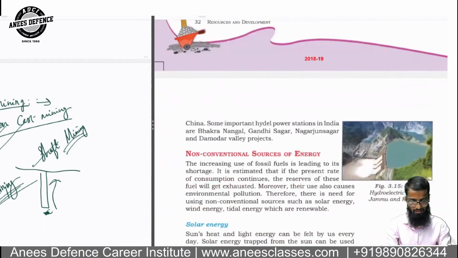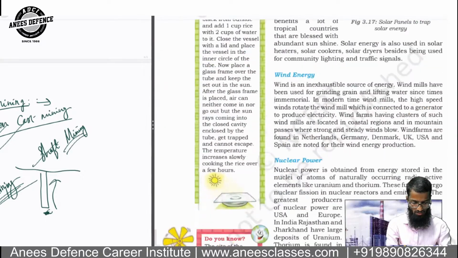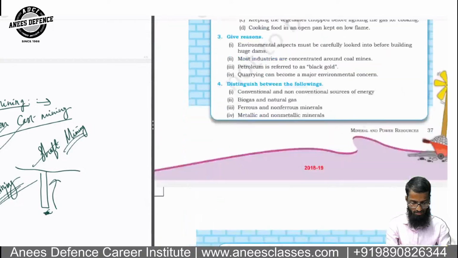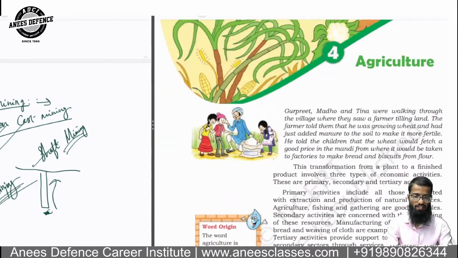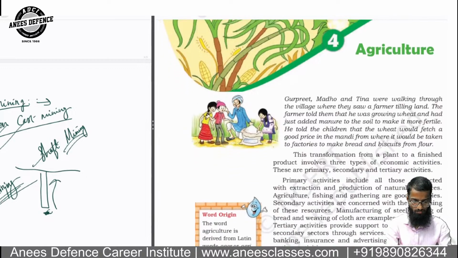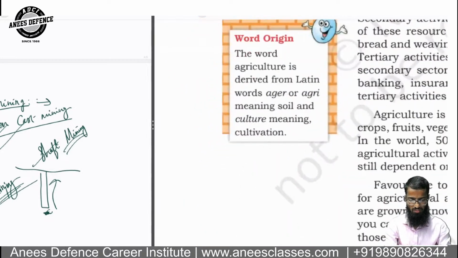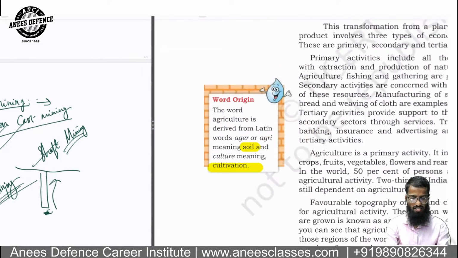Now we will move ahead and study the last chapter, that is agriculture. So now we are here discussing agriculture. Okay. Agriculture is derived from the Latin word ager or agri, meaning soil, and culture means cultivation. Soil cultivation, that is agriculture.